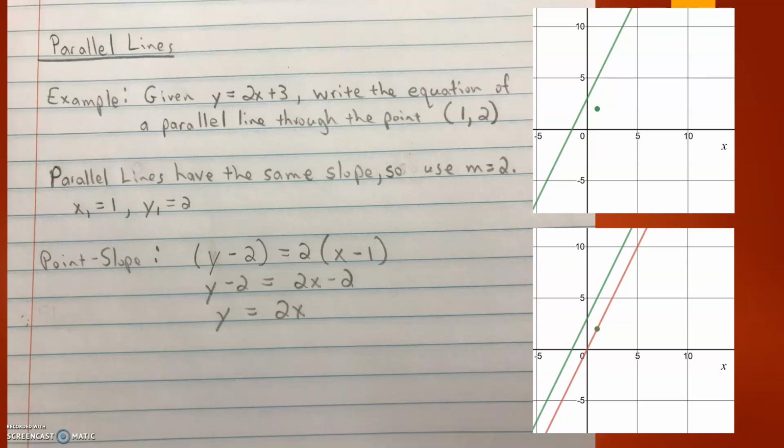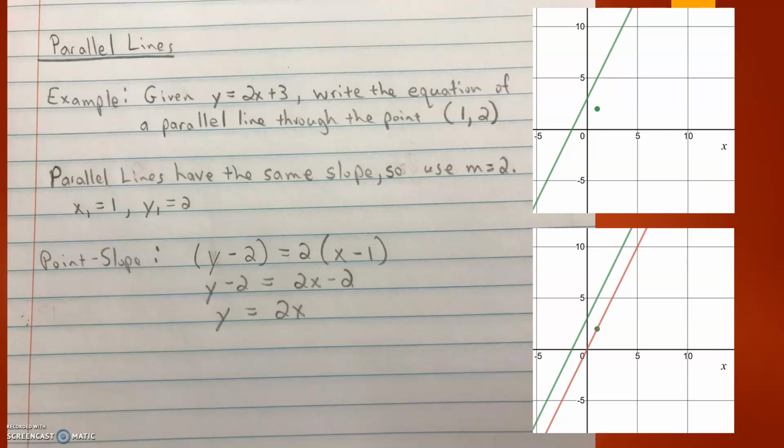So parallel lines. Given the line y equals 2x plus 3, write the equation of a parallel line going through the point (1, 2). Okay? So parallel lines have the same slope, so we're trying to write a line parallel to y equals 2x plus 3, so we want to use the same slope, which is 2. So the line that we're going to create has a slope of 2.